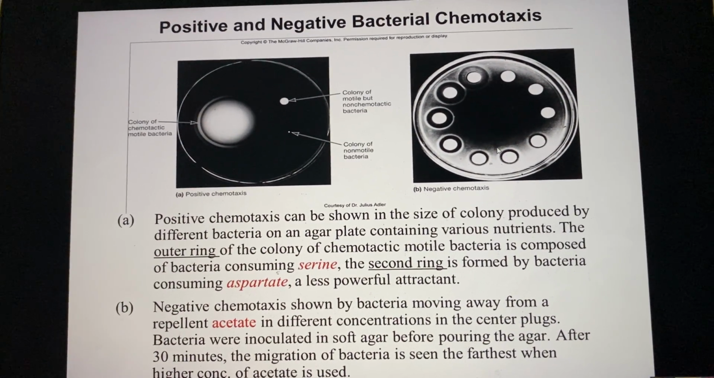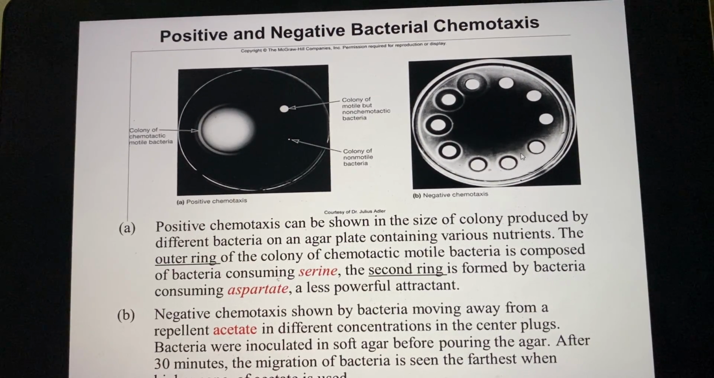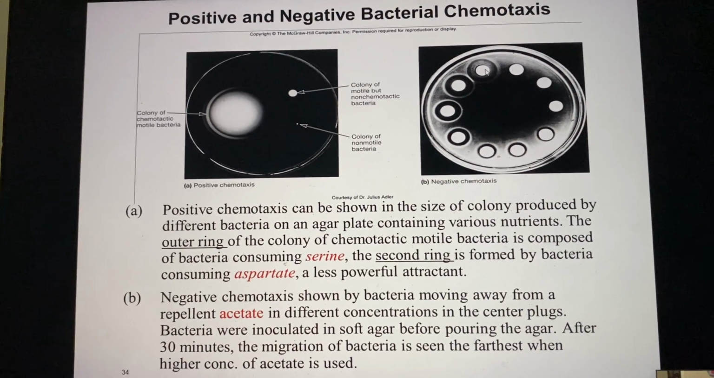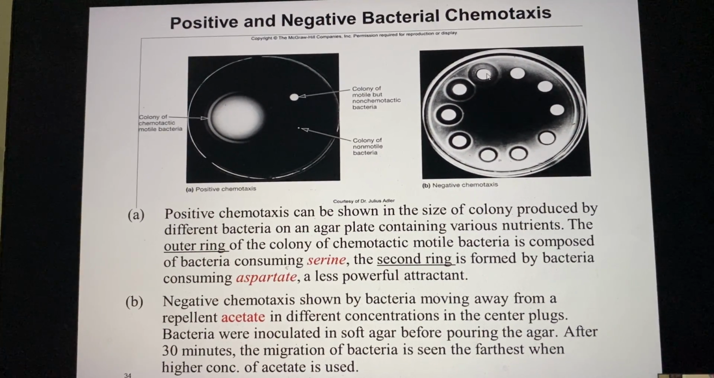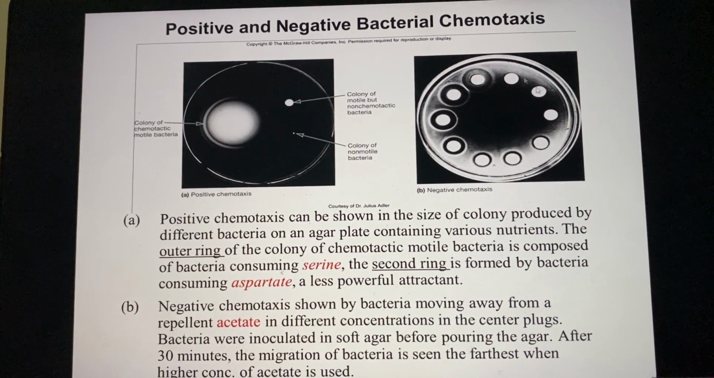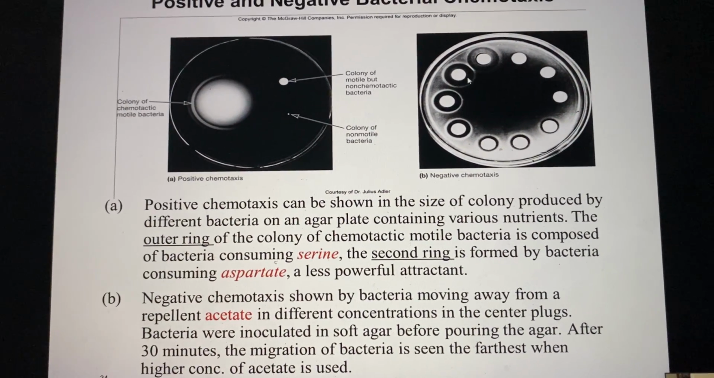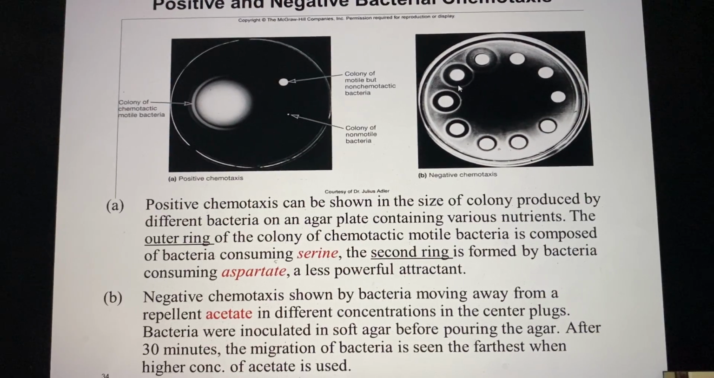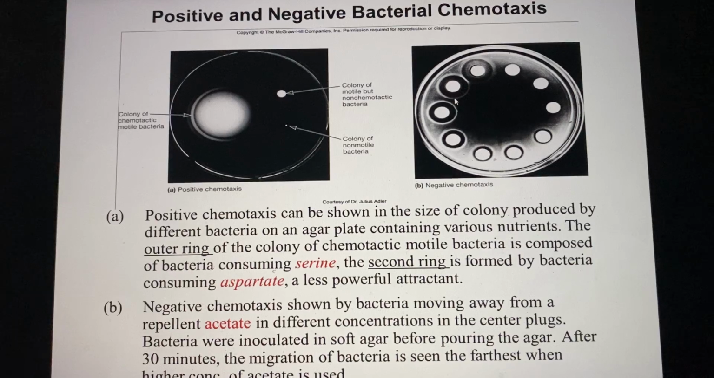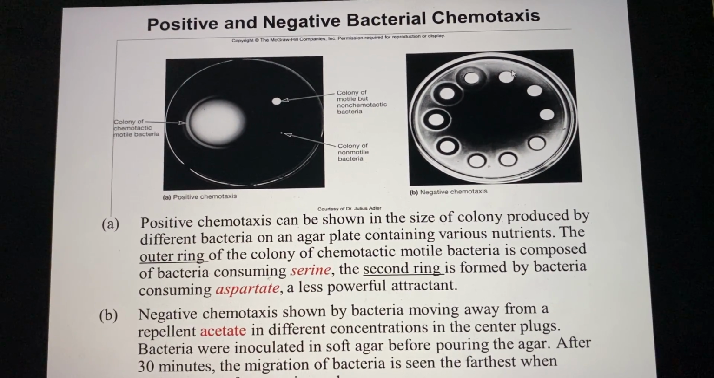Here is negative chemotaxis being shown on your agar plate. Again, this agar plate is made up of very soft agar, and in the soft agar we've cut out plugs, like bored some holes into it, and what we have put in these center plugs are different concentrations of acetate. Acetate is a negative signal for bacteria. They usually move away from acetate.